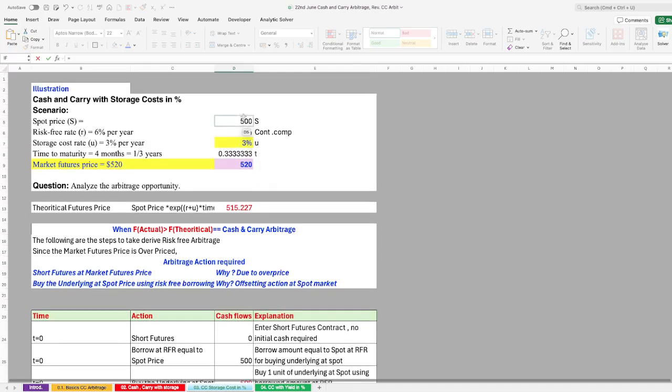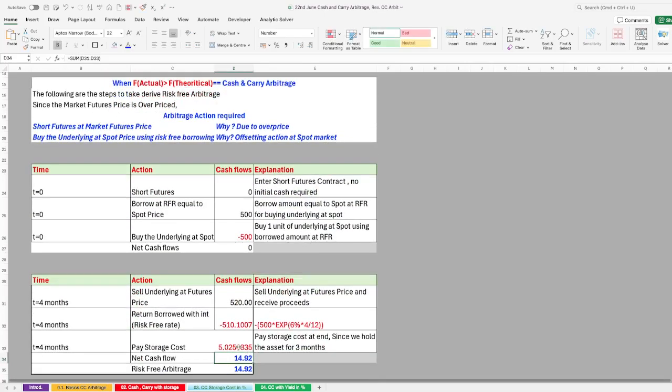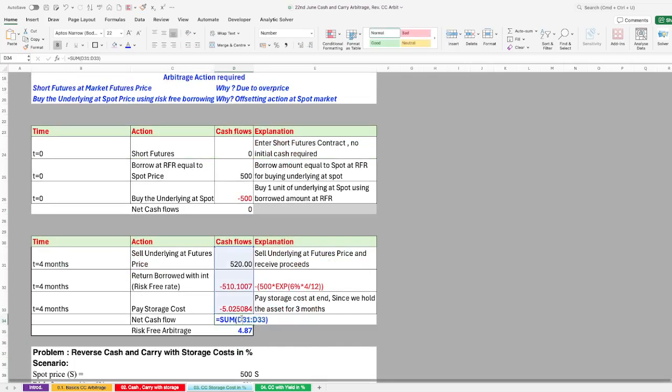to calculate like this: spot price into bracket exponential storage cost 3% multiplied by time, close bracket, minus 1, enter. So we incur the storage cost, so we have to put a minus here. Then we add the total cash flows, and they become 4.87. So 4.87 is your risk-free arbitrage.